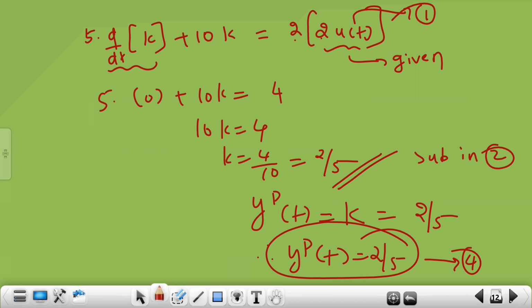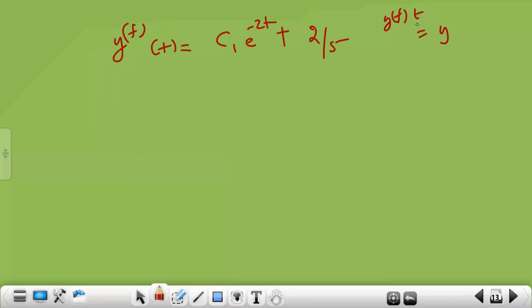And from theory, we already know that the forced response is equal to natural response plus particular integral. Correct? Forced response is equal to natural response plus particular integral. I mean particular solution. Particular solution is 2 by 5 and natural response is c1 into e raised to minus 2t. But from this we need to find c1. For that I will go for the initial condition.